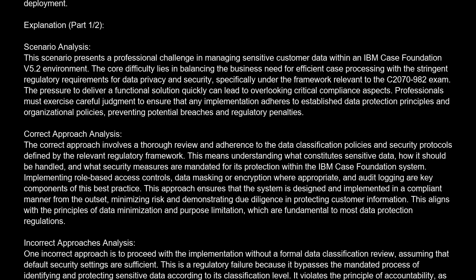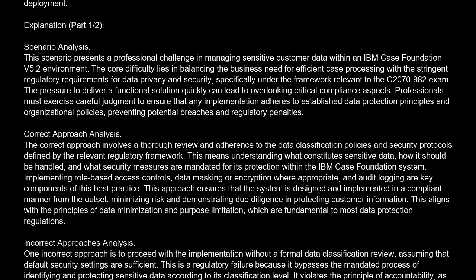This aligns with the principles of data minimization and purpose limitation, which are fundamental to most data protection regulations. Incorrect approach analysis. One incorrect approach is to proceed with the implementation without a formal data classification review, assuming that default security settings are sufficient.